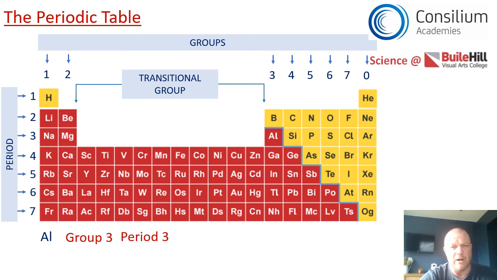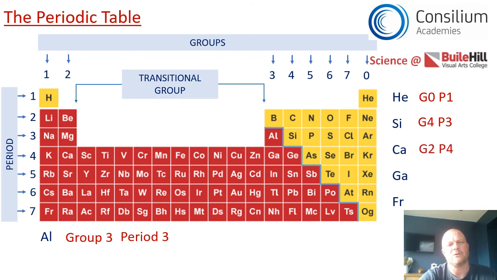So what I'd like you to do now is pause the video and have a go at locating the 5 elements on the right of the screen. How'd you get on? Helium is group 0, period 1. Silicon is in group 4, period 3. Calcium is in group 2, period 4. Gallium is in group 3, period 4. And francium is in group 1, period 7. Well done if you managed to get those right.